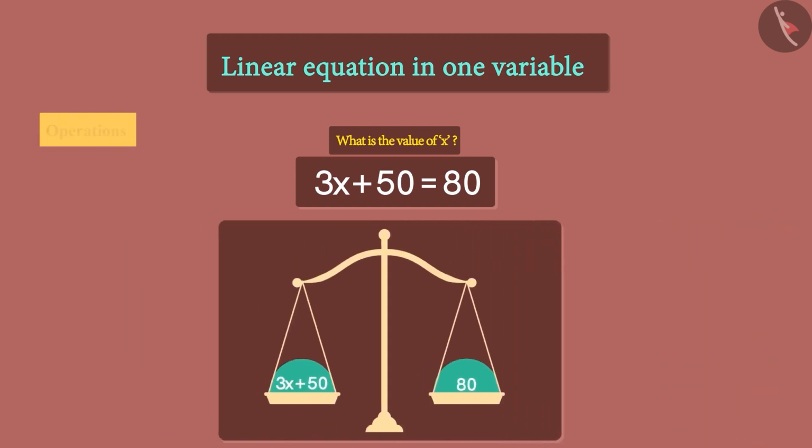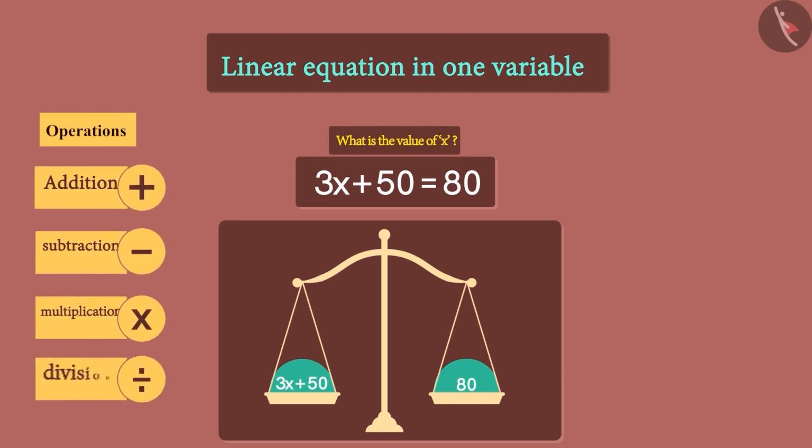Similarly, in our equation, we can perform 4 operations. They are addition, subtraction, multiplication, and division. So if we add a number on one side of the equation, then we have to add the same number on the other side. Similarly, if we subtract, multiply, or divide, we have to do it on both sides.